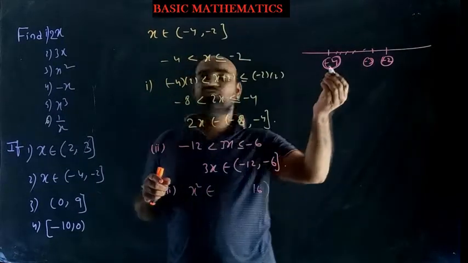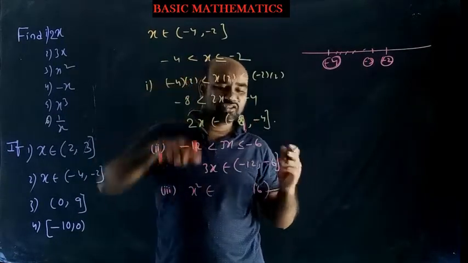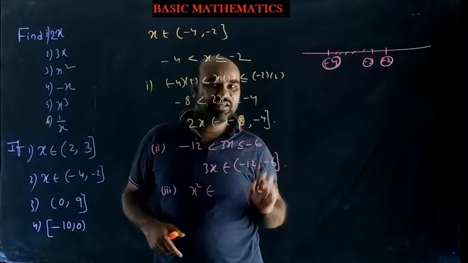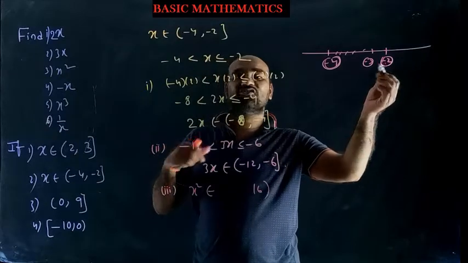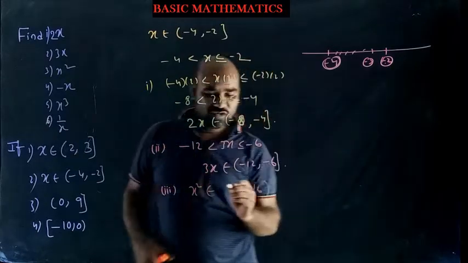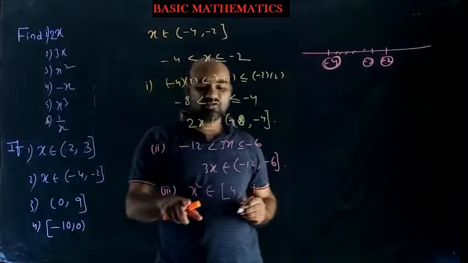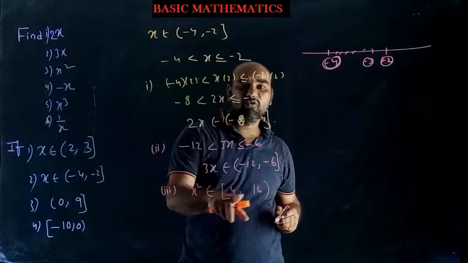16 is not there. Minus 4 is not there in this interval, so 16 won't be included. Minus 2 is there. Squaring that, minus 2 squared is 4, that is closed at 4. So what happened here? x squared belongs to closed 4 to open 16.